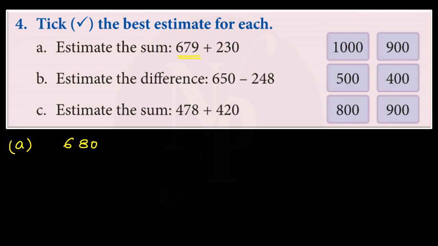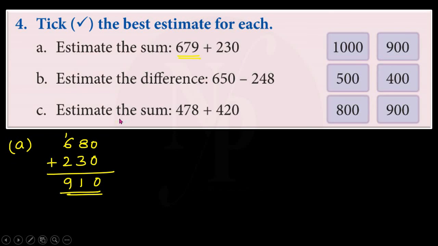680 plus 230, let it be as it is. So when we add, what we get is 8 plus 3 is 11, 1 is carried forward, 7 plus 2 is 9, 910. Now look at the given answers here. 1000 and 900 are given, and 900 is close to our answer, which is the best estimate. So we will tick 900, which is the best estimate of this sum.